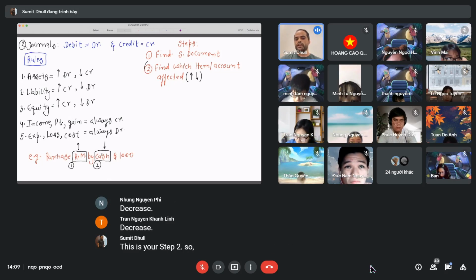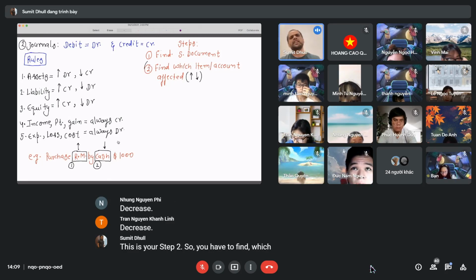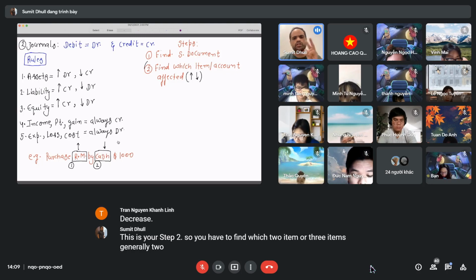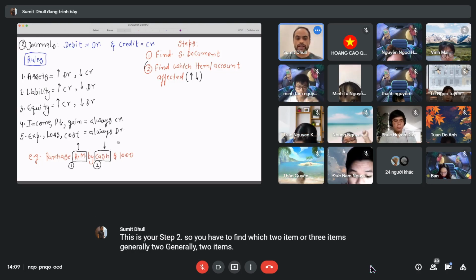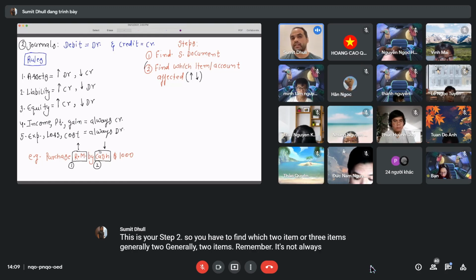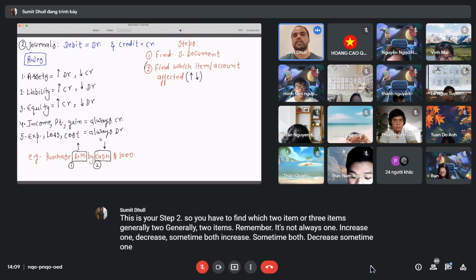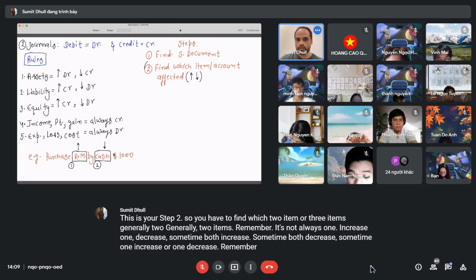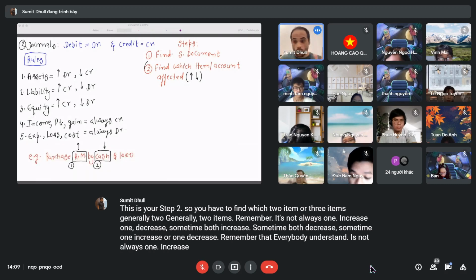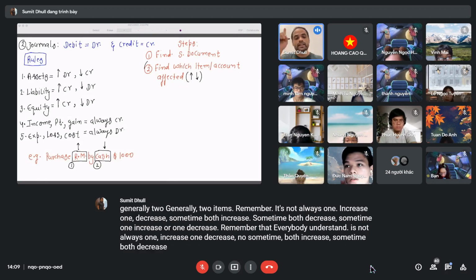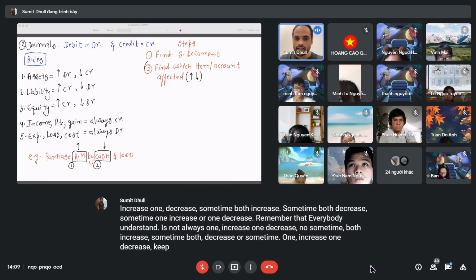So you have to find which two items, or three items, generally two items. Remember, it's not always one increase, one decrease. Sometimes both increase, sometimes both decrease, sometimes one increase and one decrease. Everybody understand? Keep this in your mind.